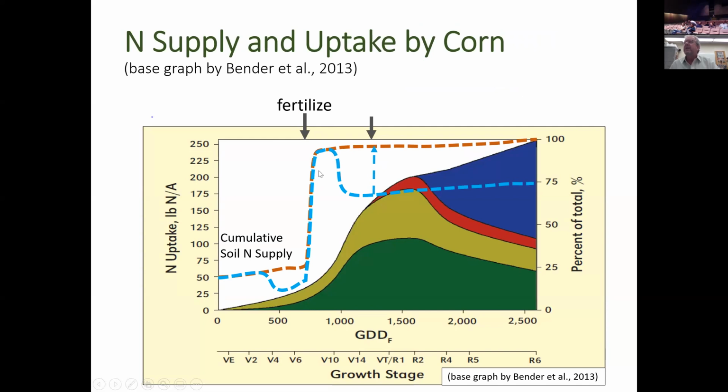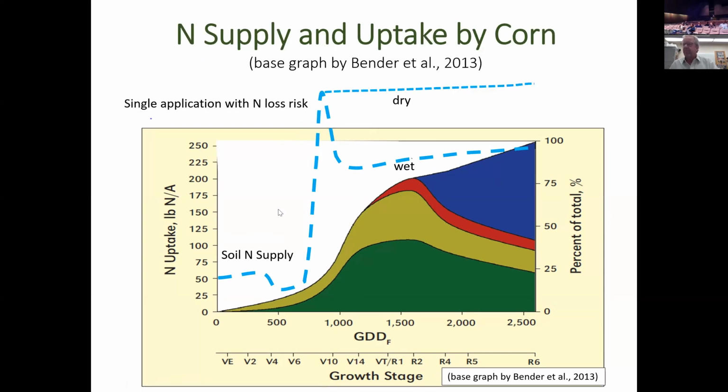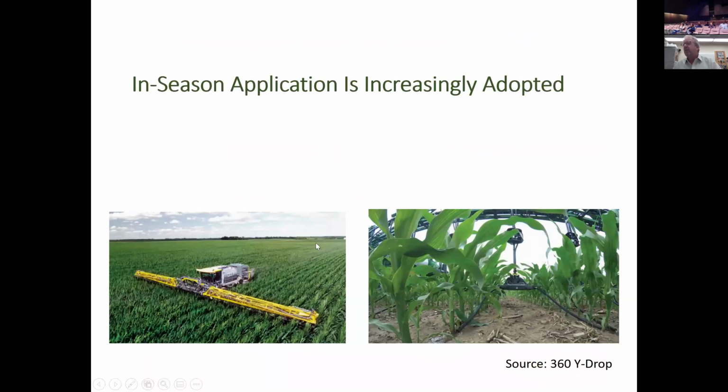The best case is to more or less estimate how much is needed, and then have that capability to go in later in the season to correct any deficiencies if it's a very wet year, okay? So that's where some of the new equipment comes in that allows you to do that.